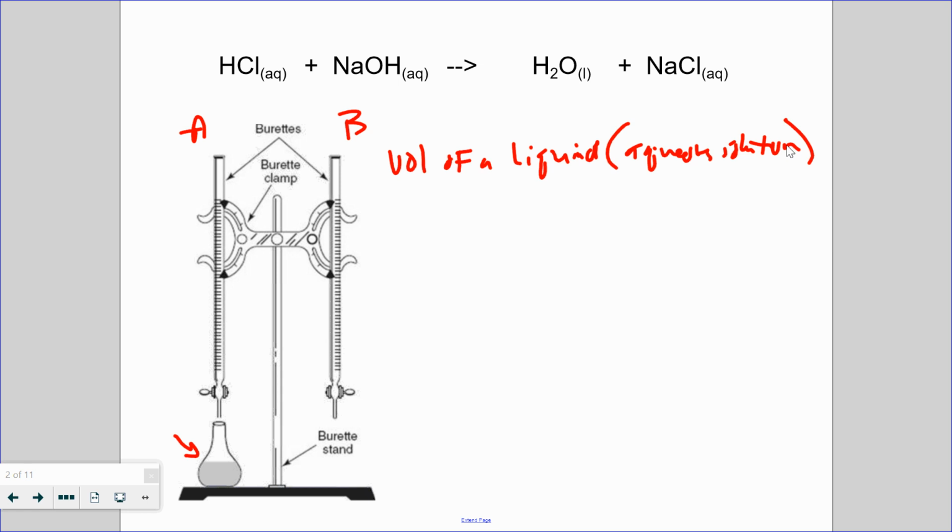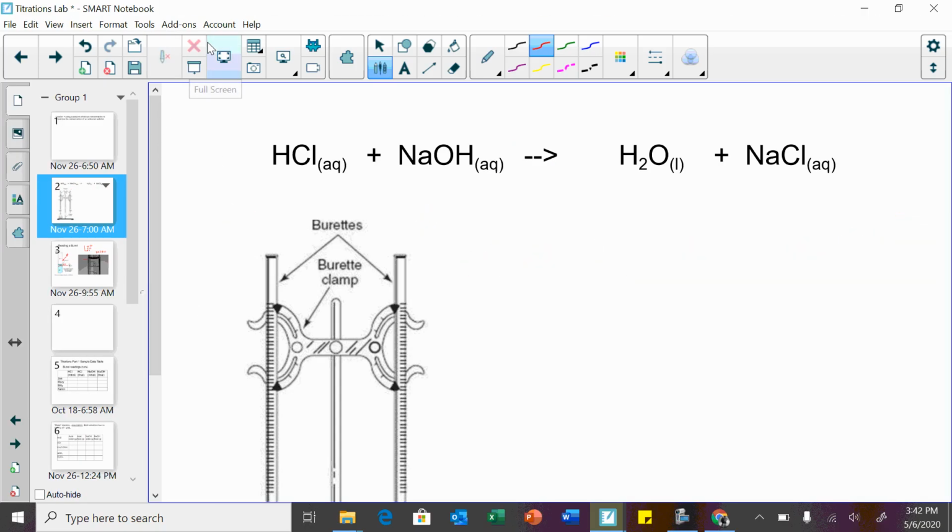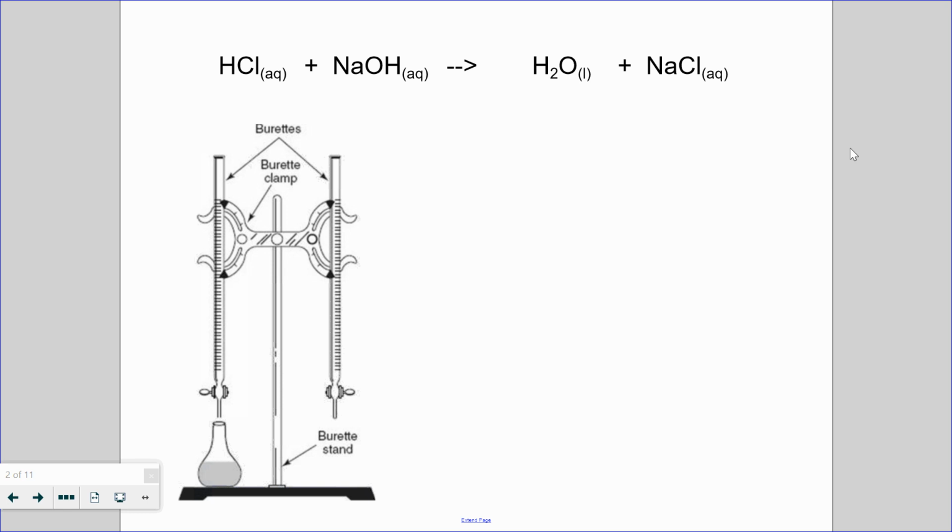So we will be doing what's known as a volumetric titration. We are going to be keeping track of volume in order to figure out the concentration of an unknown solution. Let me make myself a little bit of room here. Let me clear that off and bring this back around so that I can start writing about some of the chemistry.